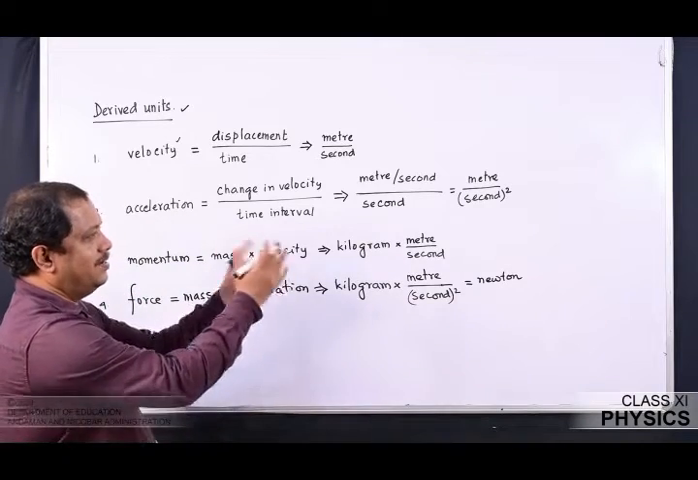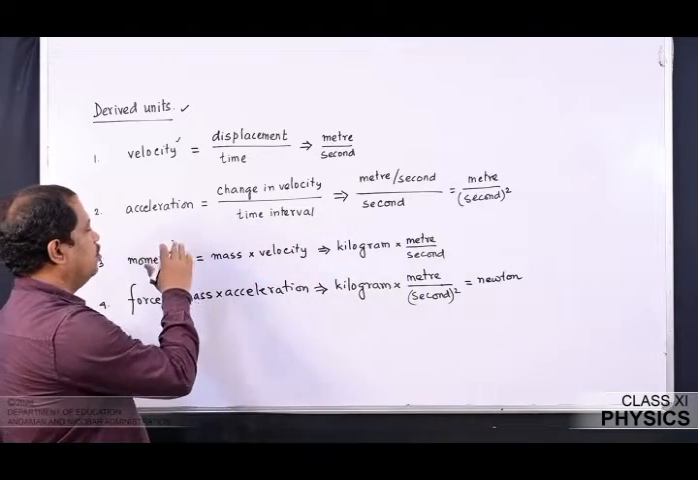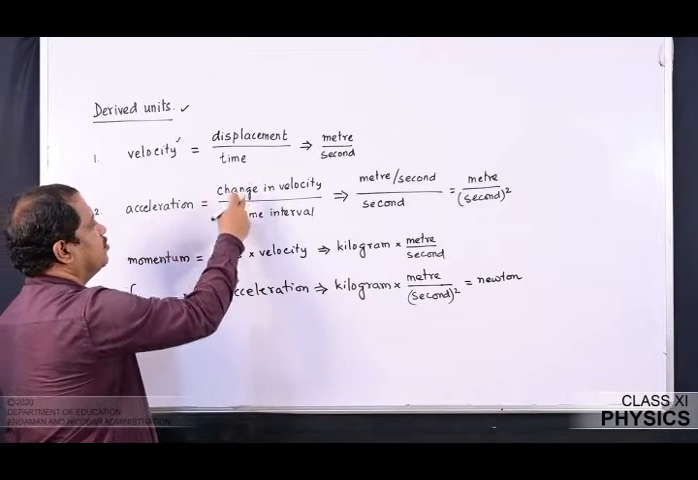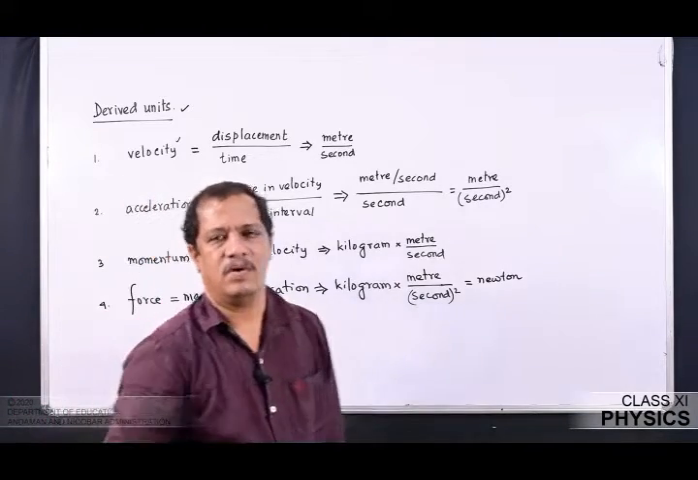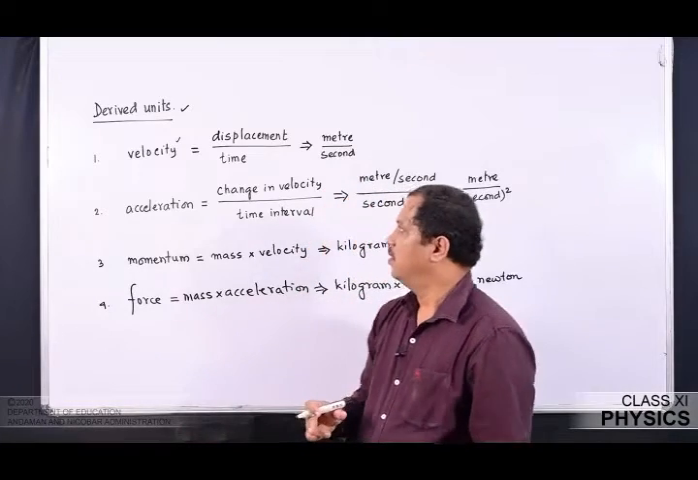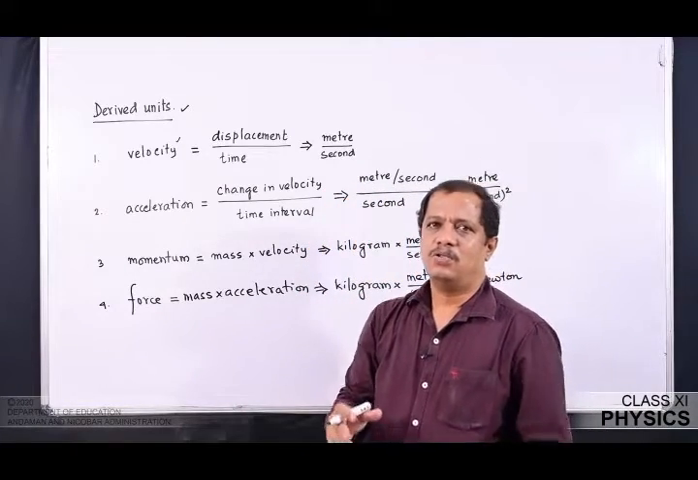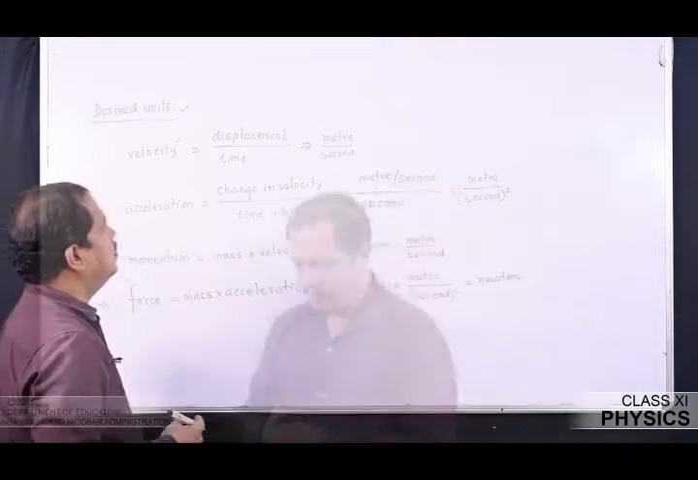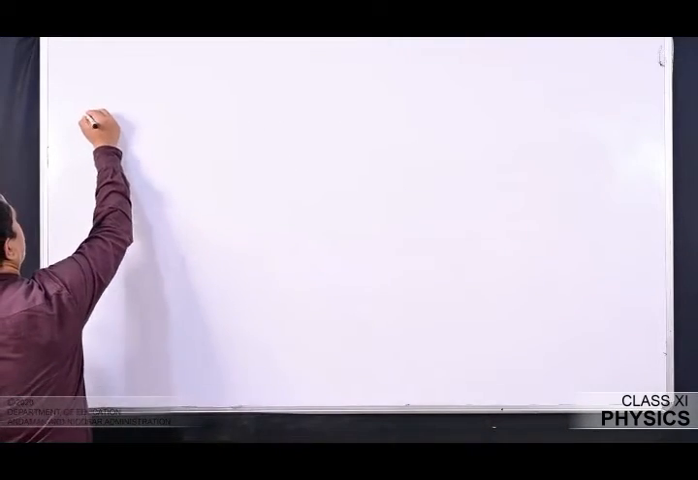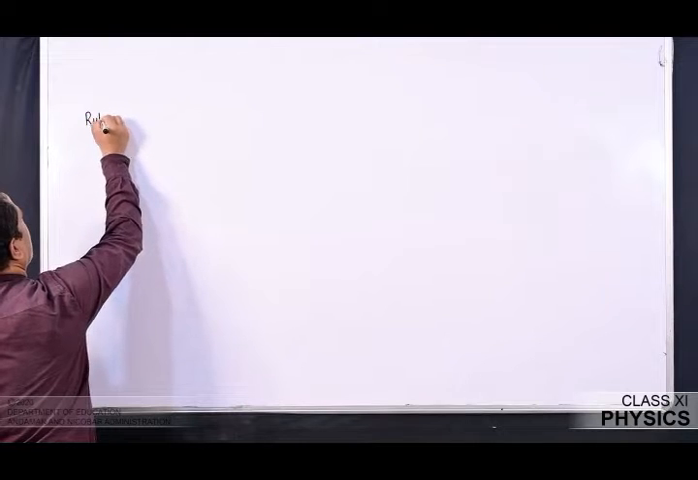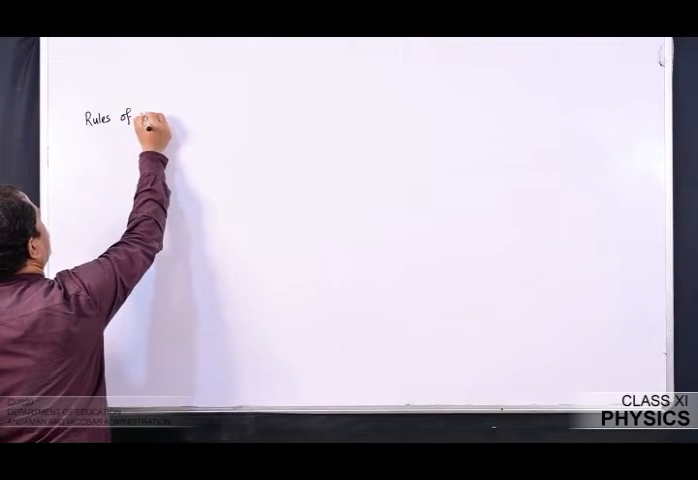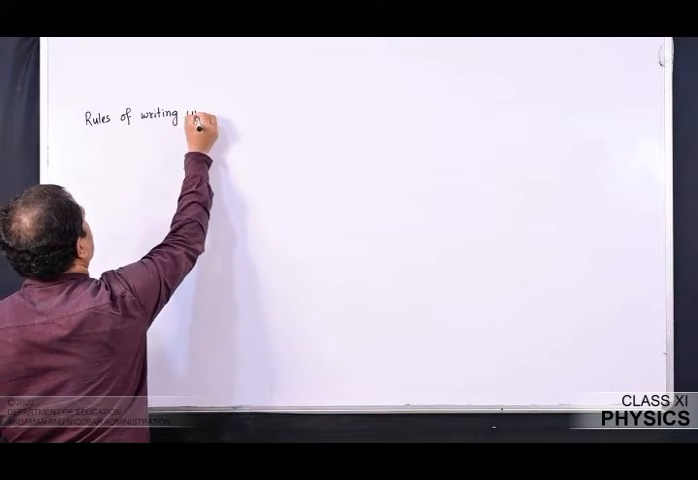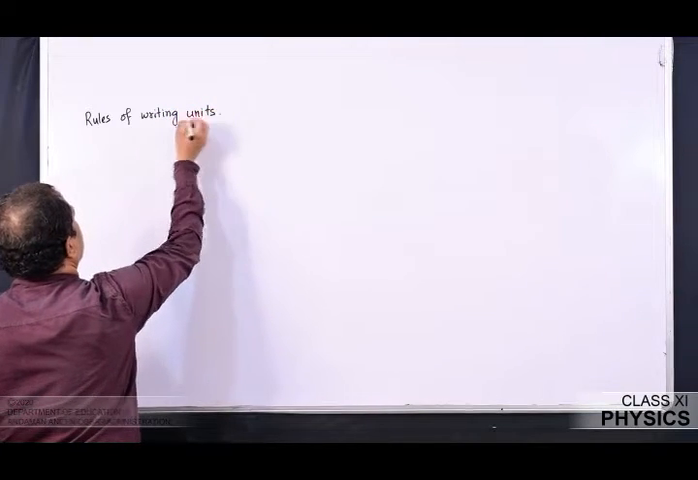So, this is the way we write the derived units. For writing derived units, we should know the physical quantities written in terms of their fundamental physical quantities. Now, let us move on to see the rules. How do we write the units? We must keep these rules in mind while writing the units.